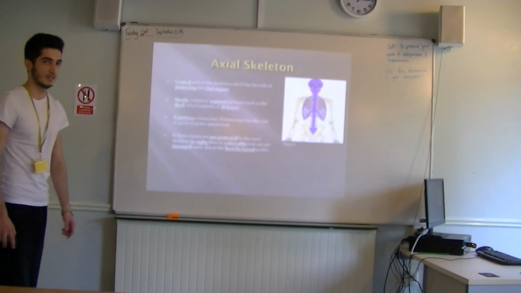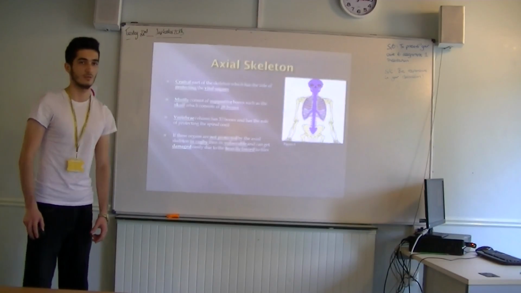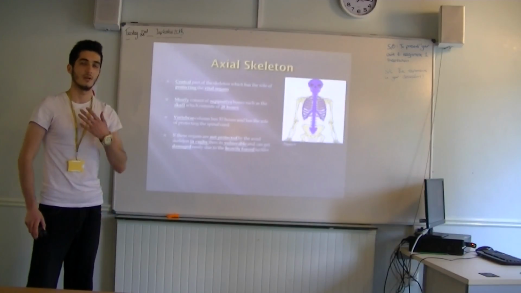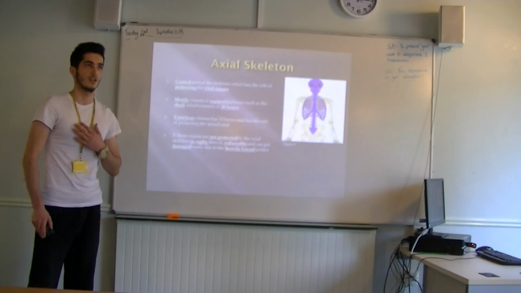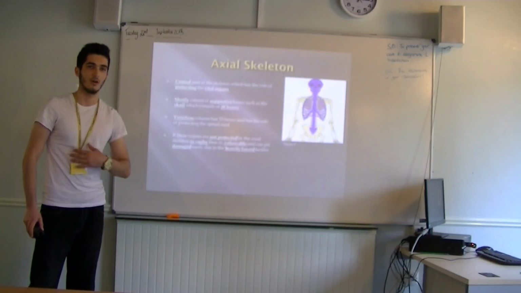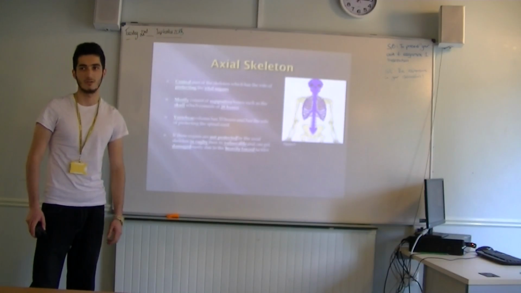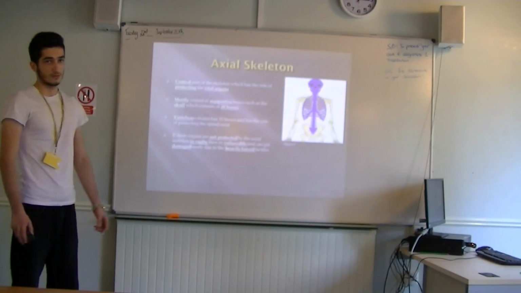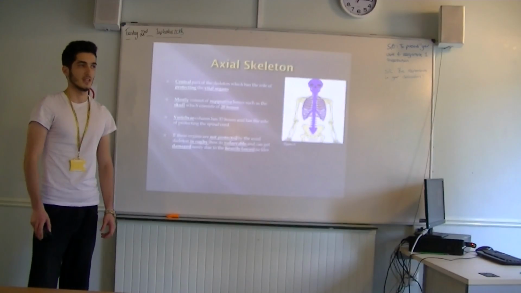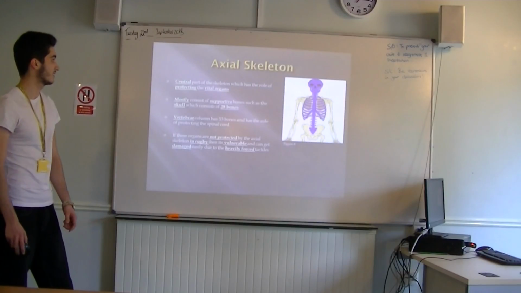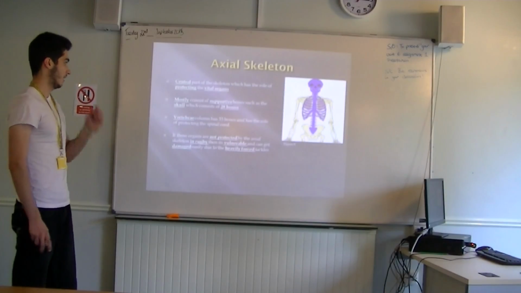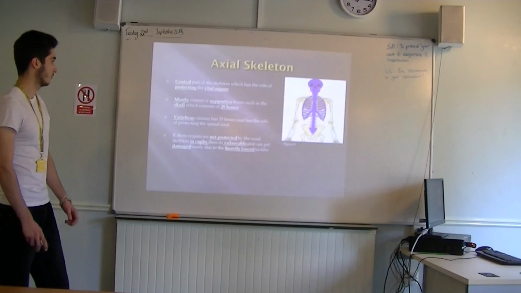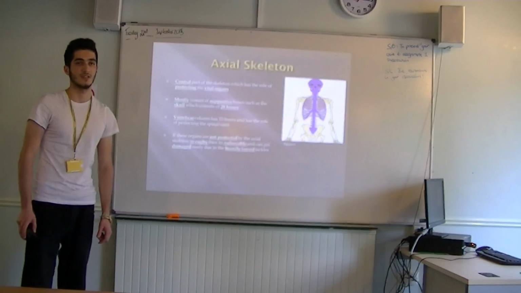The axial skeleton is the central part of the skeleton, which has the main function of protecting the vital organs, such as the rib cage, which protects the lungs and the heart, and the skull, which has the job of protecting the brain. The skull consists of 28 bones, and the vertebral column has 33 bones and has the role of protecting the spinal cord.